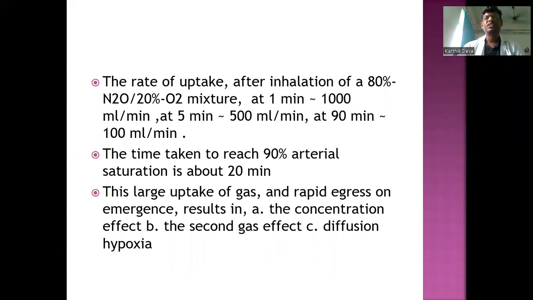Rate of uptake after inhalation of 80% nitrous oxide and 20% oxygen mixture: at 1 minute it is 1000 ml per minute. At 5 minutes it's 500 ml per minute. At 90 minutes it's 100 ml per minute. The time taken to reach 90% arterial saturation is just about 20 minutes. This large uptake of gas and rapid effects on emergence result in the concentration effect and the second gas effect.